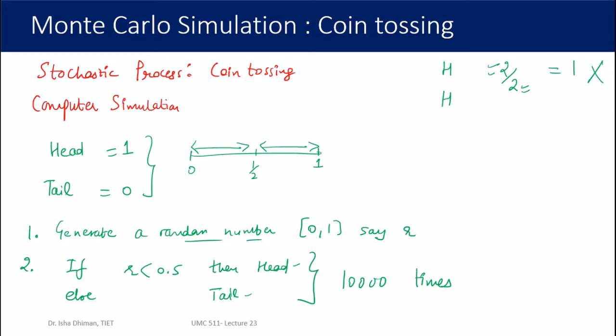Then suppose you run the experiment 10 times. Then suppose 8 times head comes and 3 times tails come. Then you will conclude that the probability of head is 8 by 10 while the probability of tail is 3 by 10. So which is also incorrect.